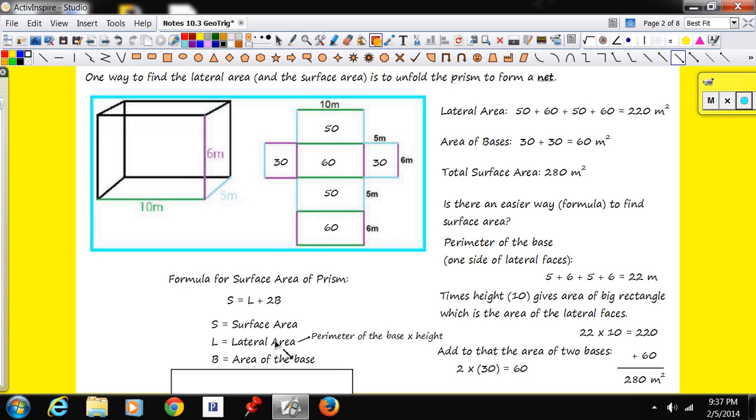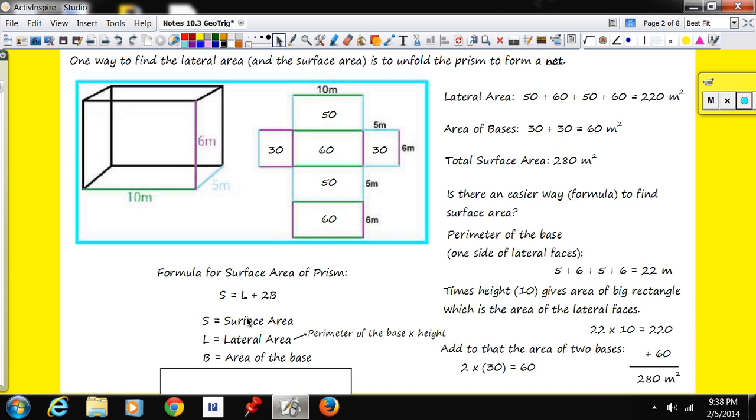Okay, so the lateral area would be the perimeter of the base. So we took the perimeter of this base, 5 plus 6 plus 5 plus 6, take that amount, which was 22, and times it by 10, the height. So the perimeter of the base times the height. And that was the lateral area. Then we added it to the 2 bases, because we had a 30 here and we had a 30 here, so we had 2 30s, 2 bases. So that's just a little shortcut.